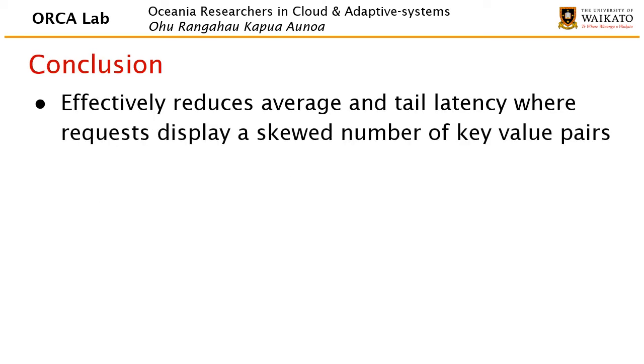So the conclusion of the paper was that the client-side solution that they had created, Chisel, was actually effective in reducing average and tail latency in situations in which there was a skewed number of key value pairs. So that's pretty good. That's really good.